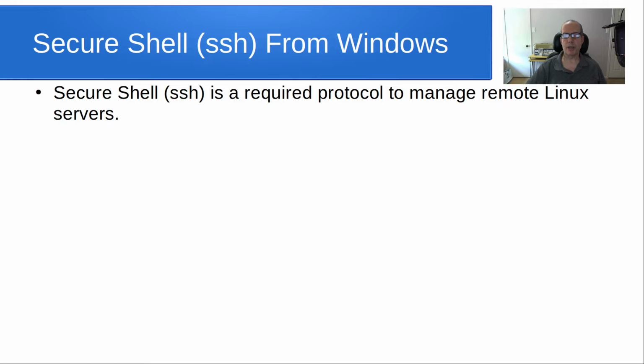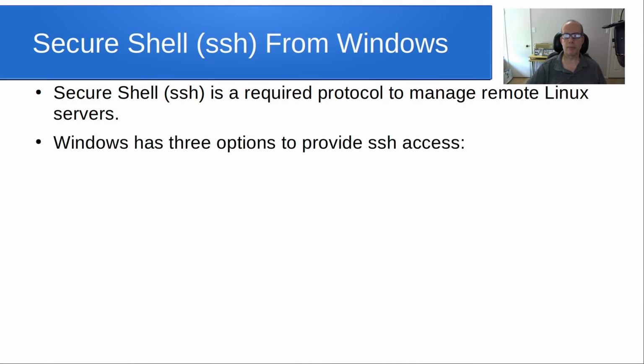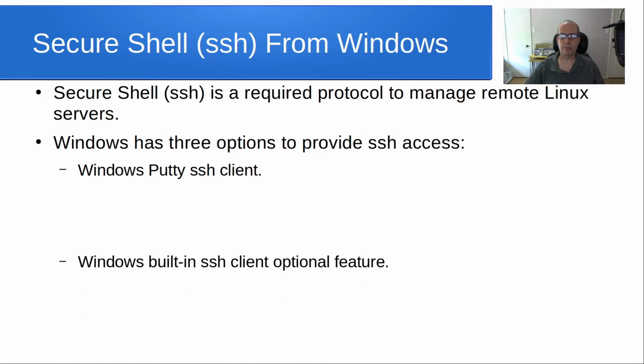But if your default desktop is Windows, then you need a couple of different tools that you have available to you. So Windows has three options to provide SSH access. The first is a program called Windows Putty, and it's an SSH client. The advantage to Windows Putty is that it stores many different profiles for different systems that you want to connect to. And it's a desktop application that's installable in Windows.